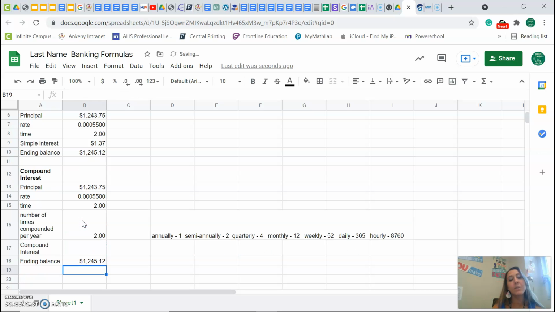So then the last thing we want to do is find just the interest. And so just the interest is going to be in B17, which is equals, and that is the ending balance, which is B18, minus the principal, which is B13, and then you're just going to hit Enter. And that will give you just the interest earned on that one.